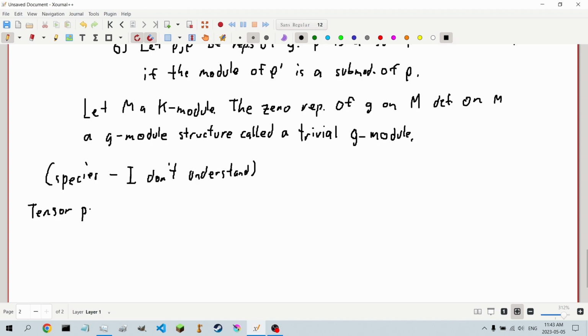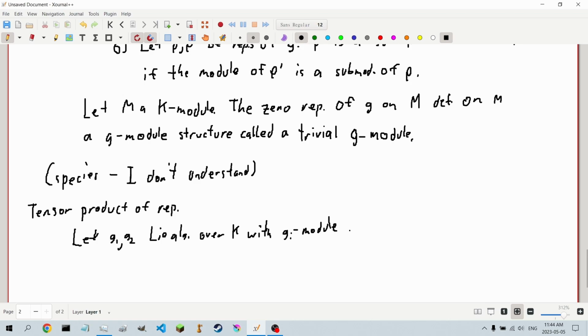And that section is the tensor product of representations. So we're going to let G1 and G2 be Lie algebras over K, and they both have a module which we're going to call Mi. I'm going to let Ui be the enveloping algebra with the canonical mapping sigma i.